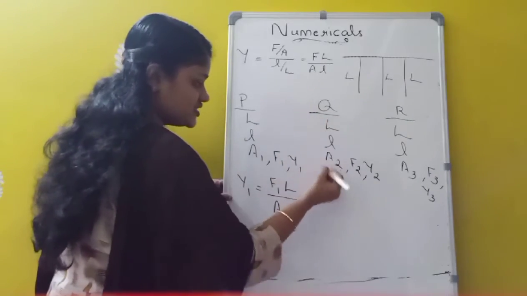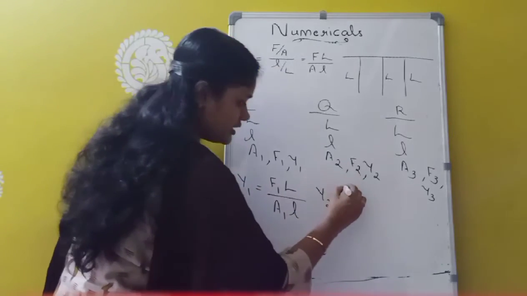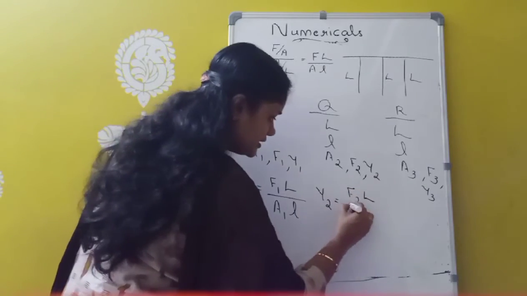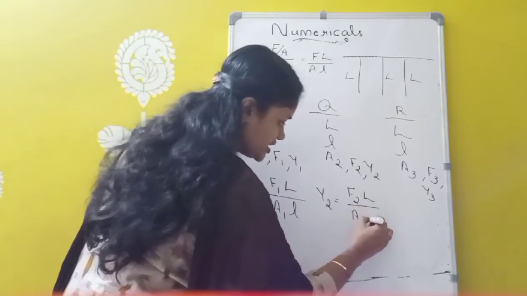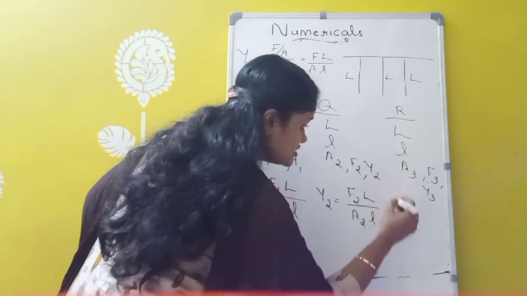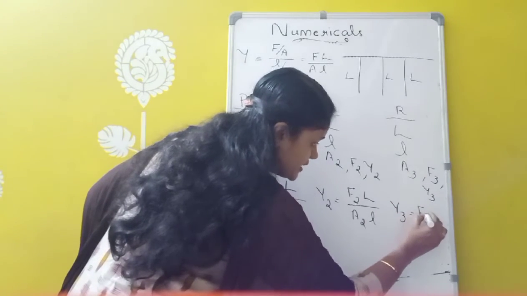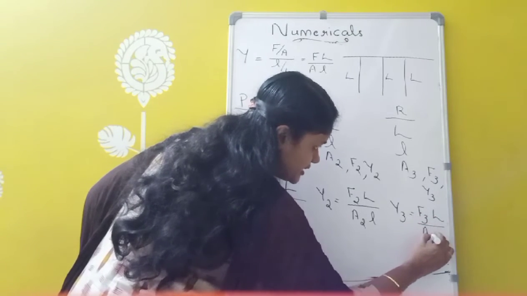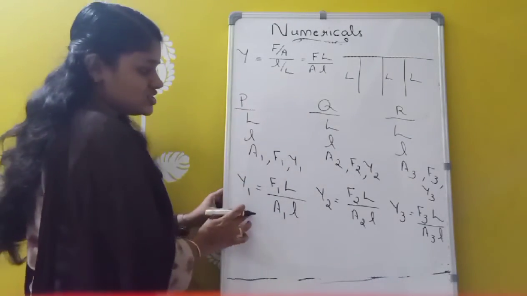Similarly, I am writing Young's modulus for the second wire. Y2 equals F2 into length, which is the same, L only, divided by area A2 into elongation, small l. Similarly for the last wire, Y3 equals F3 into L divided by A3 into small l. L is the same.